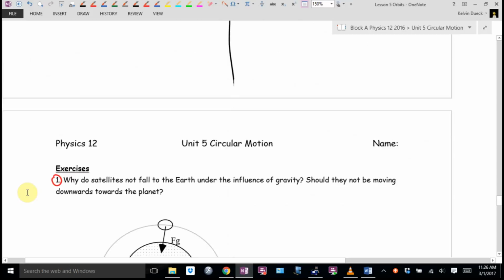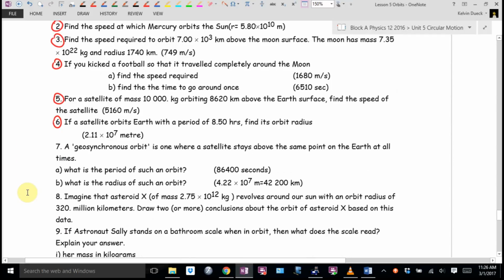Orbits. So I said you could try 1, 2, 3, 4, 5, 6. We can add number 7. A geosynchronous orbit is one where it stays above the Earth at all times. Its period is 24 hours times 60 minutes times 60 seconds. What's the radius? You're going to find any geosynchronous orbit, they're orbiting at the same speed and the same radius. GPS satellites are geosynchronous. Many of our communication satellites are geosynchronous.